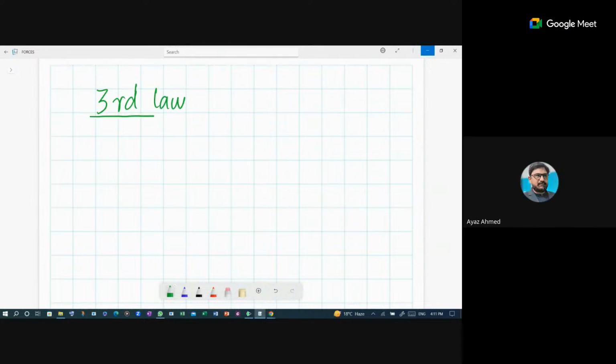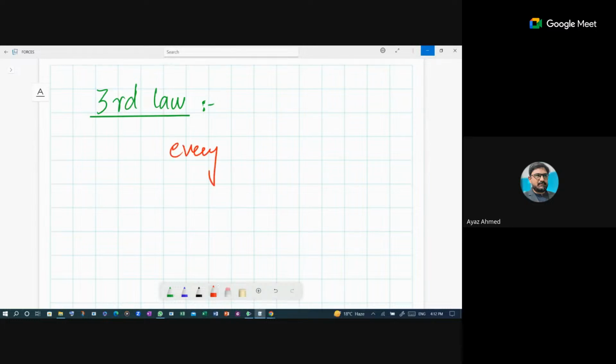Newton's third law states that when there is an action, there is a reaction, and that reaction is equal and opposite to that action. So first I will write a phrase: when there is an action, there is a reaction. You can simply say that every action has an equal and opposite reaction.